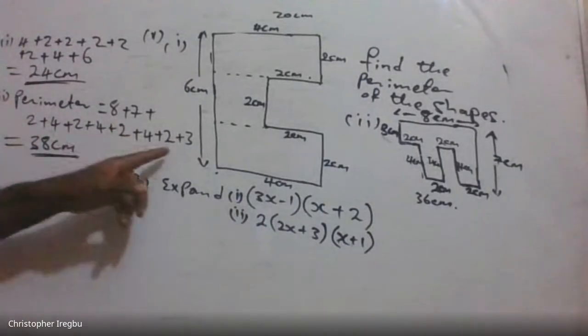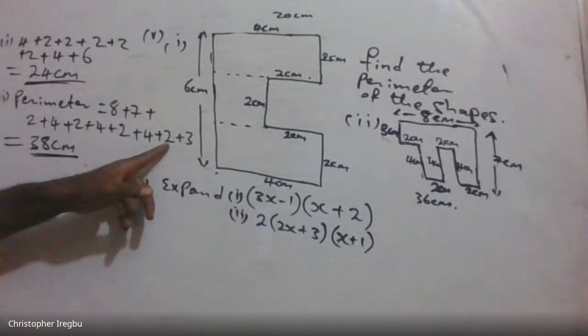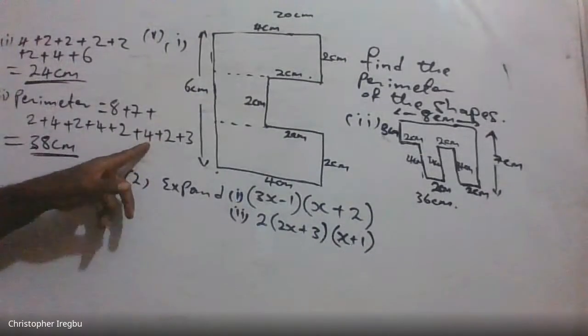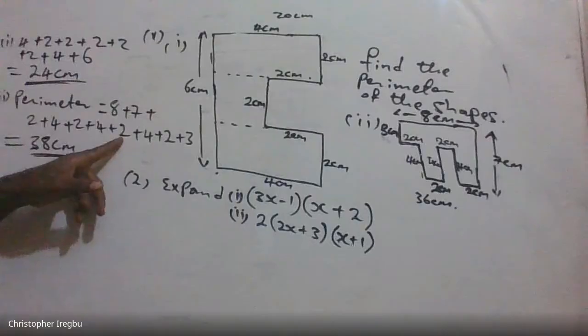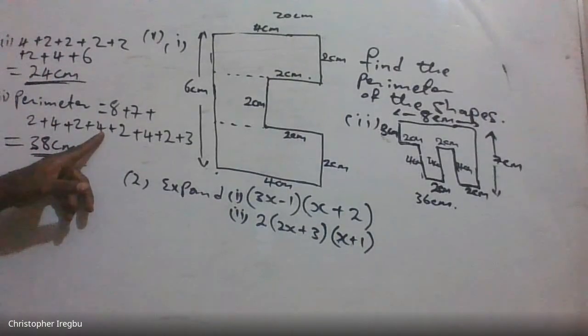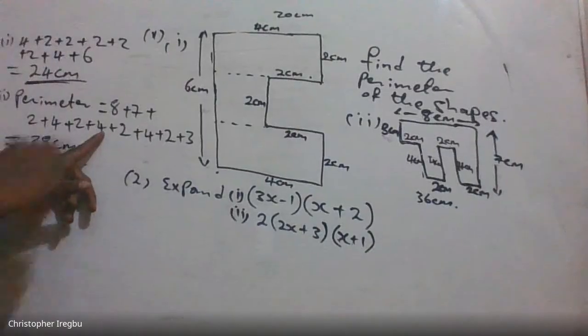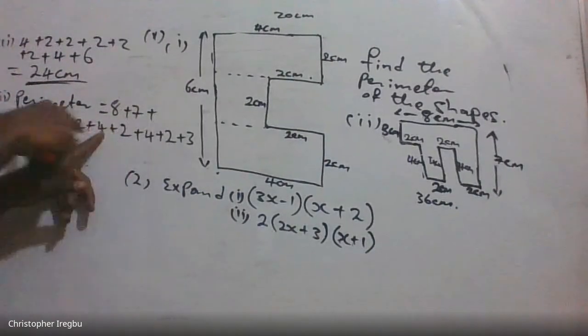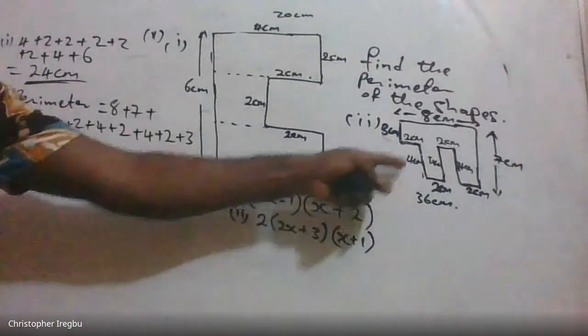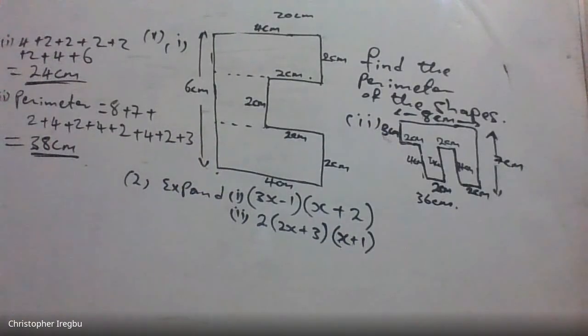I didn't calculate well. 3 plus 2 is 5, plus 4 is 9, plus 2 is 11. Good, 11. 11 plus 4 is 15. It's 15 plus 15 here, which is 30. 30 plus 8, 38. I think it is correct. It's correct, 38. So this one is 38. This one is 24.